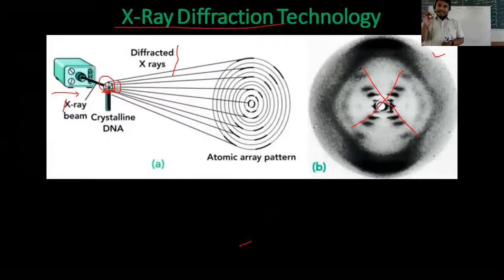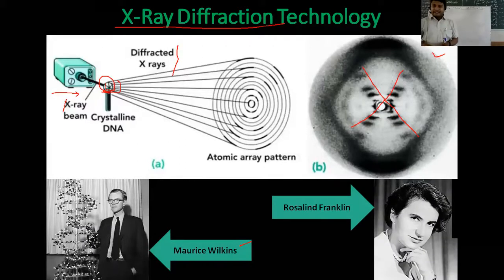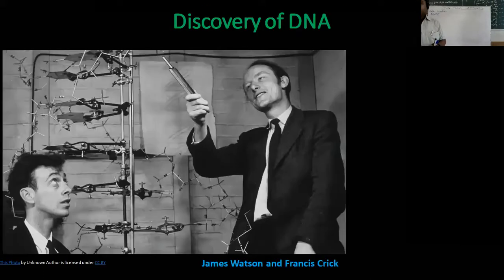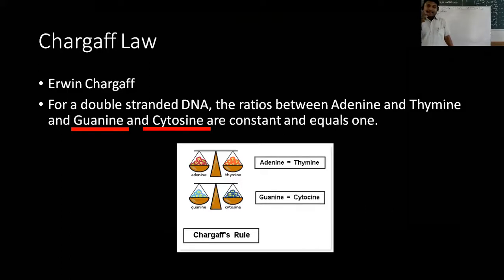Now we talked about X-ray diffraction technology and how the two scientists, Wilkins and Rosalind Franklin, basically paved the way for the discovery of the structure of DNA that was given by Watson and Crick. We also talked about Erwin Chargaff and his law for double stranded DNA: the ratios of adenine, thymine, guanine and cytosine are constant, and the total is equal to 1. A equals T and G equals C.